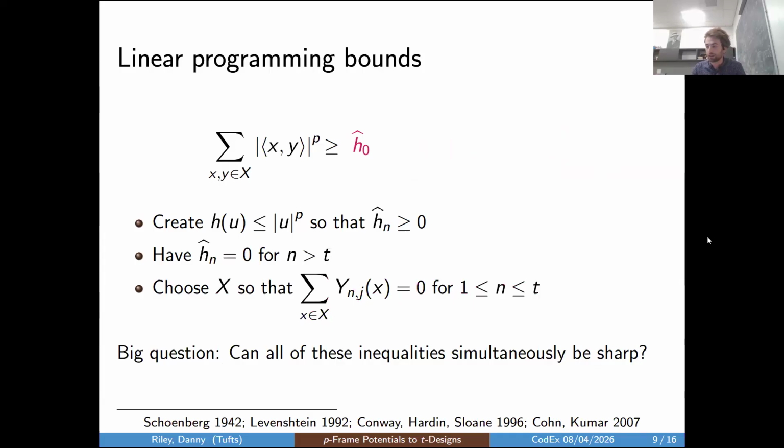So the big question is, can all of these inequalities simultaneously be sharp? In other words, if I get that there is this lower bound h hat 0, and I know that there's a configuration x such that this third bullet point is true, and I know that there's an h such that the first and second bullet points are true, then I've proven what the uniform lower bound on the p-frame potential is. And further, I've shown that there is a configuration x that actually equals this thing right here. So that's how I show global optimality. But the problem with this is that it's a lot to ask. So specifically, this third bullet point right here, I'm just going to rewrite.